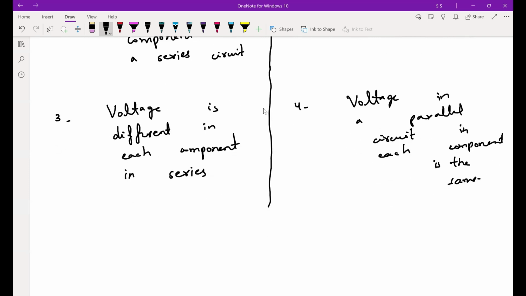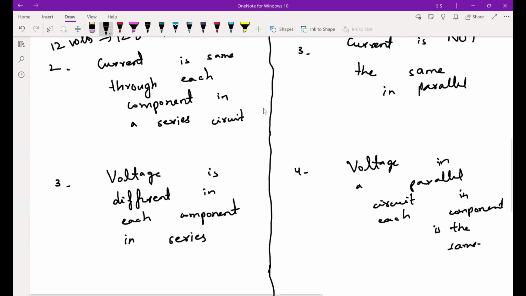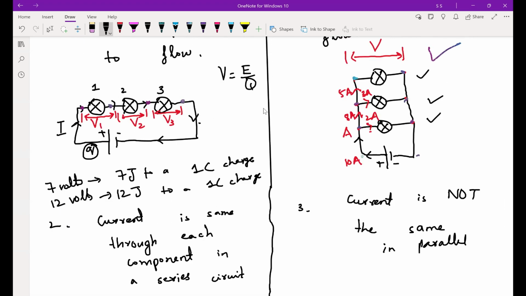So that's about voltage. Now coming back to that question you asked, what happens if one of the bulbs stops working? In a series circuit, if I have these three bulbs connected and bulb 3 stops working, this bulb doesn't work anymore, then this means that the circuit is broken.